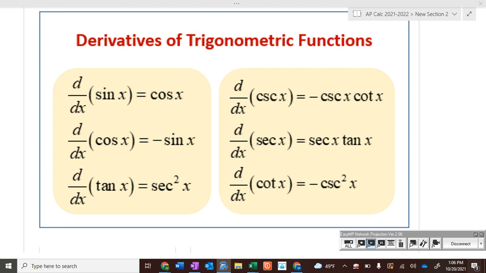So, we learned earlier, yesterday or a couple days ago, whenever it was, the derivative of sine is cosine, the derivative of cosine is negative sine. Now, new to you today, the derivative of tangent is secant squared. The derivative of cotangent is negative cosecant squared. The derivative of cosecant is negative cosecant cotangent. And the derivative of secant is secant tangent. If you'd like me to prove any of these to you, I surely can do that.